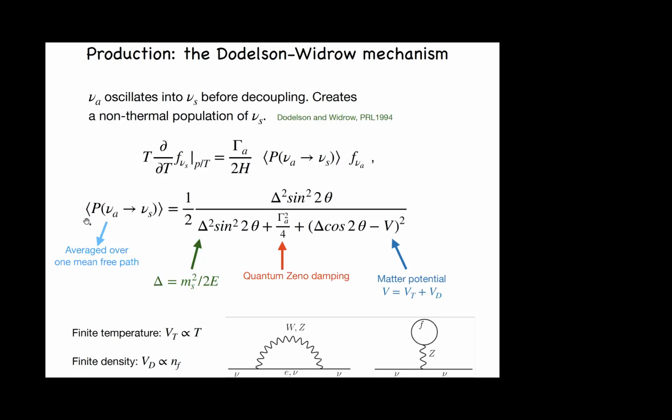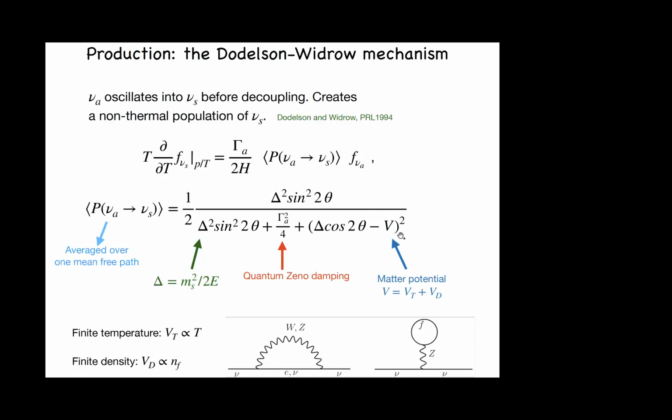So how do you calculate the oscillation probability? As I said, the oscillation probability is averaged over one mean free path of these active neutrinos. So they are essentially a function of three parameters. They're a function of the mass square differences. Now, for the parameters we are considering, the mass square difference is essentially just given by the sterile mass square difference. They are a function of the mixing angle in vacuum. They are a function of the rate at which these interactions happen. The active neutrinos can undergo weak interactions, so these rates are captured by this gamma.